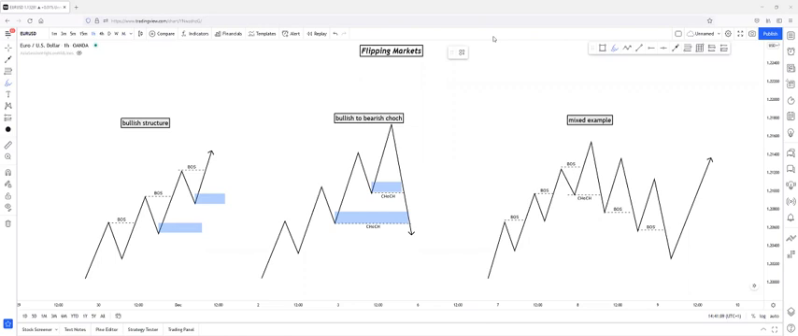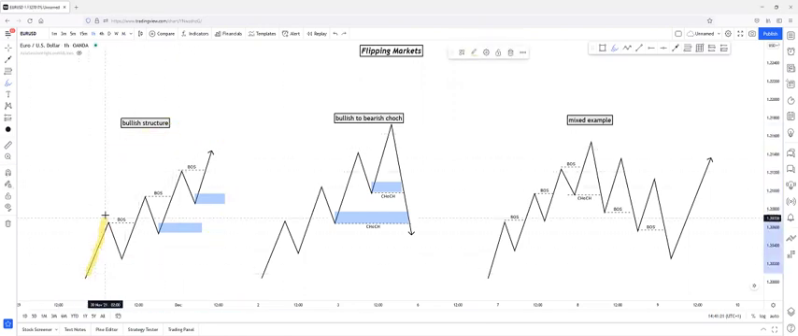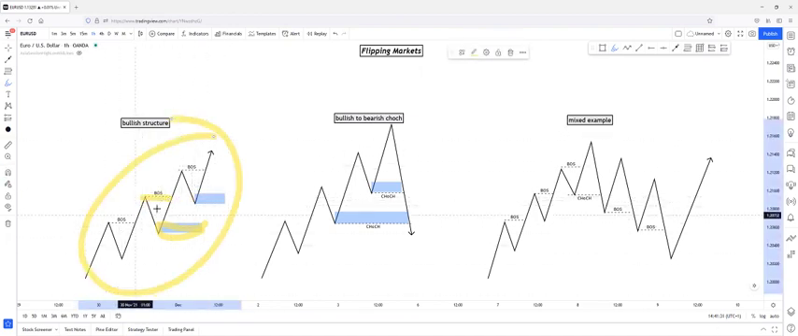What is a change of character? When the market structure changes to bullish from bearish, or changes to bearish from bullish. So basically, it's the change in the overall trend. As you can see on the first example here, we can see a bullish structure because price is creating a series of higher highs and higher lows, breaking structures to the upside, creating demand zones over and over again, breaking through weak highs, breaking through supply zones. So it's a bullish structure.